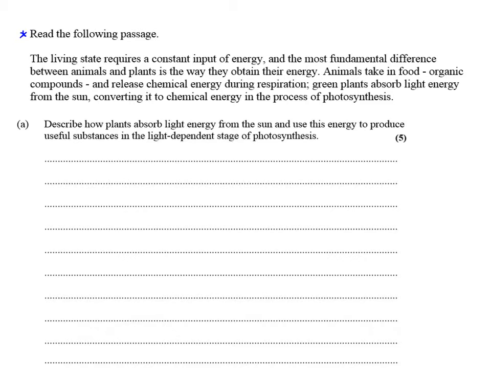So what I would do is to take a highlighter pen and just highlight the important bits or the key terms within this passage before we actually start to think about the answer. So it says, the living state requires a constant input of energy, and the most fundamental difference between animals and plants is the way that they actually obtain this energy.